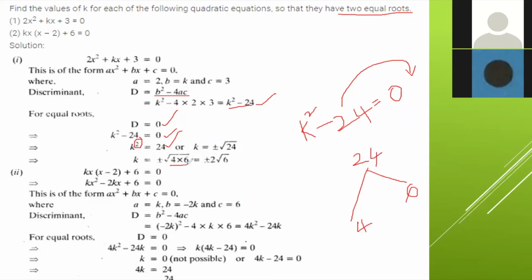Is it clear? Yes, sir. So 4 is a perfect square, so you can write it outside. It will come as 2. Pranavi, clear? Yes, sir. So 6 is not a perfect square. That's why it stays inside.